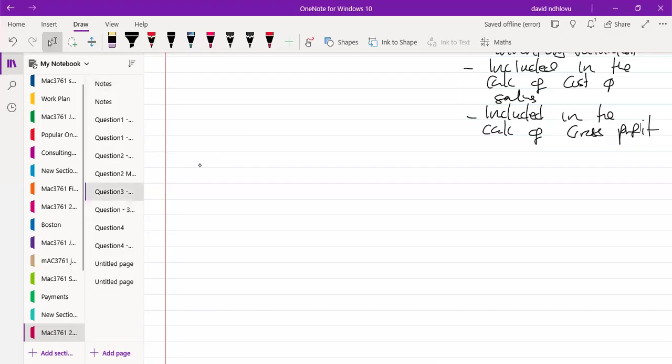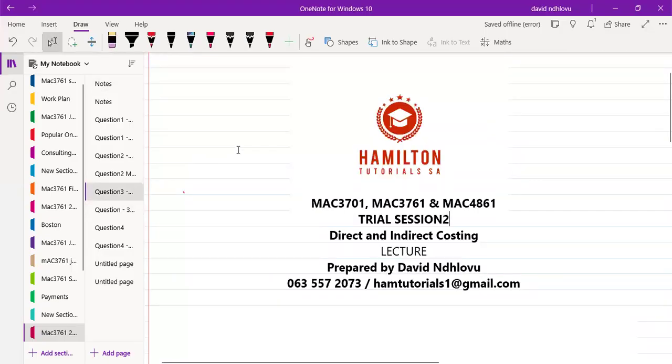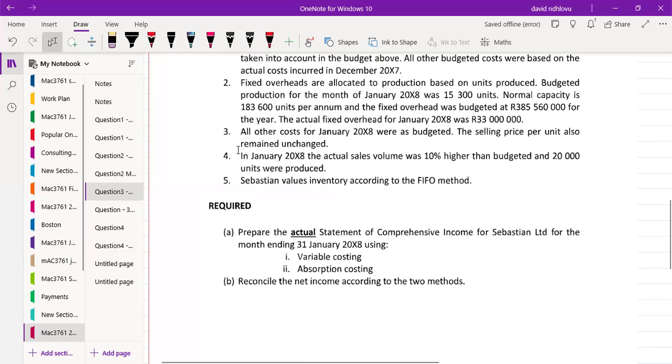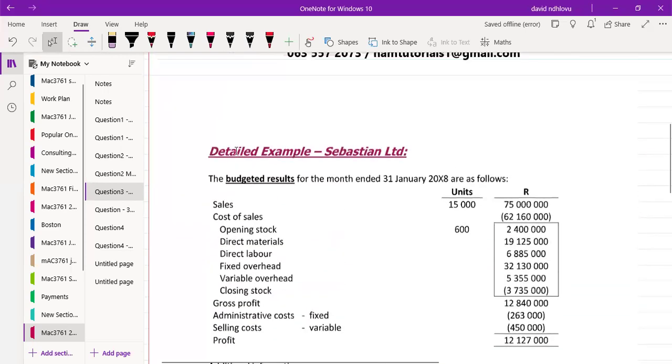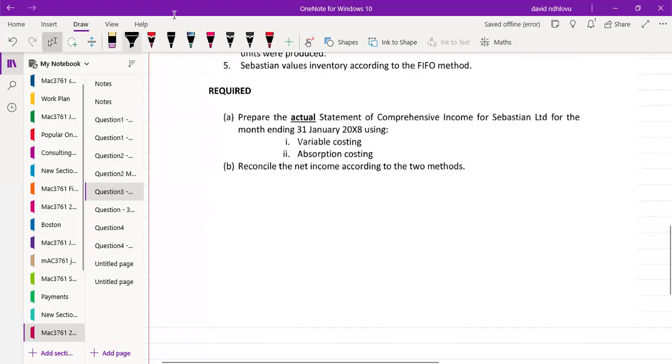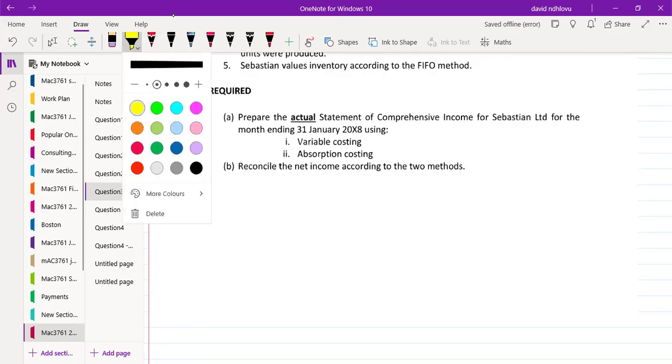If you check the groups, I have shared some questions with you. I want you to look at question number 3, which is what we're going to be looking at. So you will see, if you open that particular question and you go to the required, this time we're looking at the actual, not the budgeted. And there will be an impact in terms of how we compile the absorption costing statement.